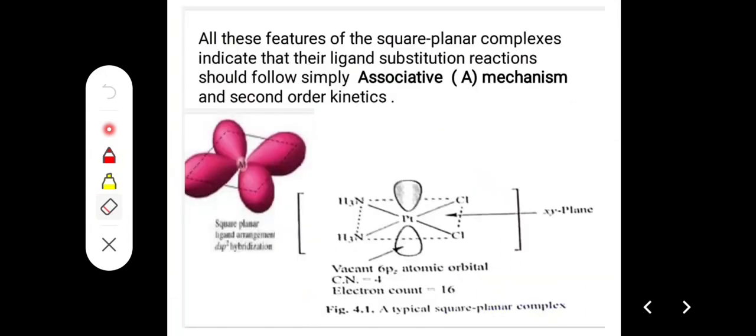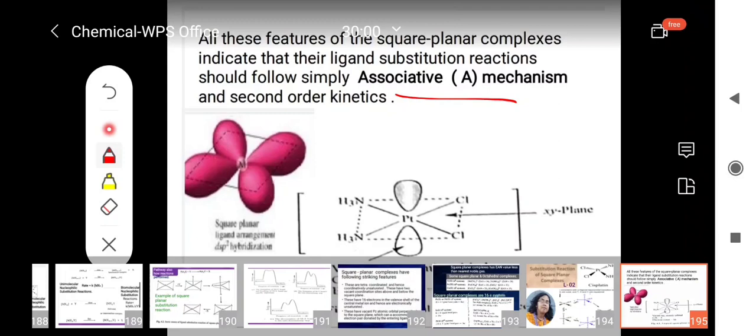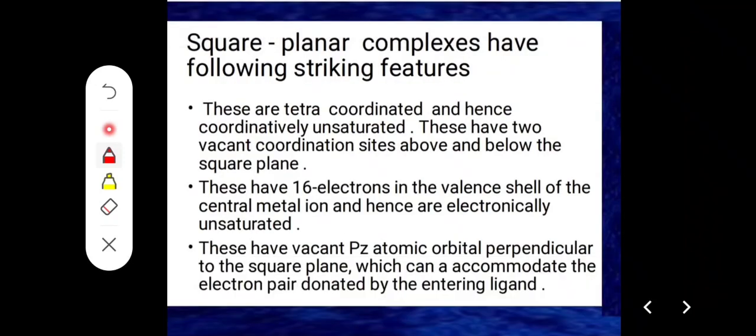So all these features of the square planar complexes indicate that their ligand substitution reaction follows a simple associative mechanism. What do striking features mean? Which I described, that is this. These square planar complexes are tetracoordinate, coordinatively unsaturated, having 16 electrons in the valence shell, so they are electronically unsaturated, and have a p-z orbital perpendicular to the xy plane.